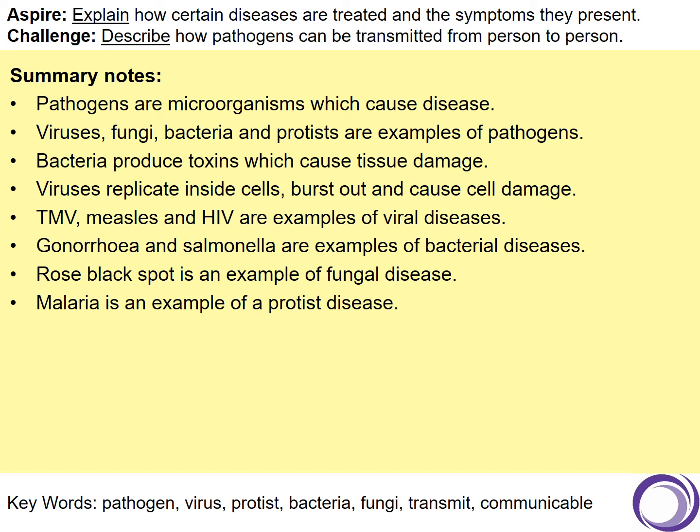So the summary of today's lesson is that pathogens are microorganisms which cause disease. Virus, fungi, bacteria and protists are examples of pathogens. Bacteria produce toxins which cause tissue damage. Viruses replicate inside cells, burst out and cause cell damage. TMV, measles and HIV are examples of viral diseases. Gonorrhea and Salmonella are examples of bacterial diseases. Rose black spot is an example of a fungal disease, and malaria is an example of a protist disease.